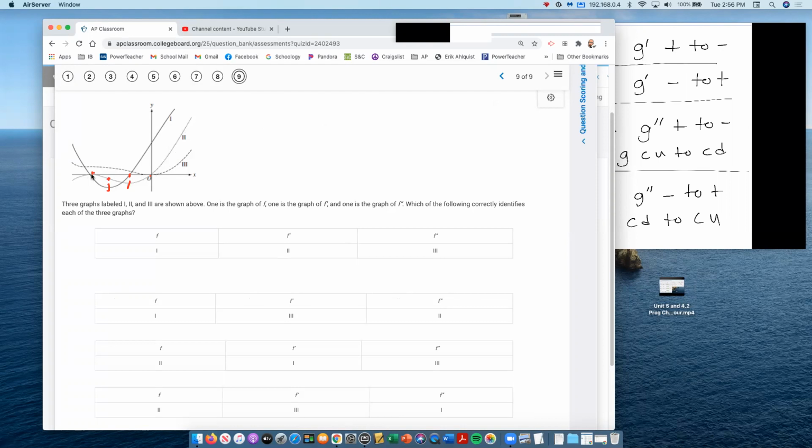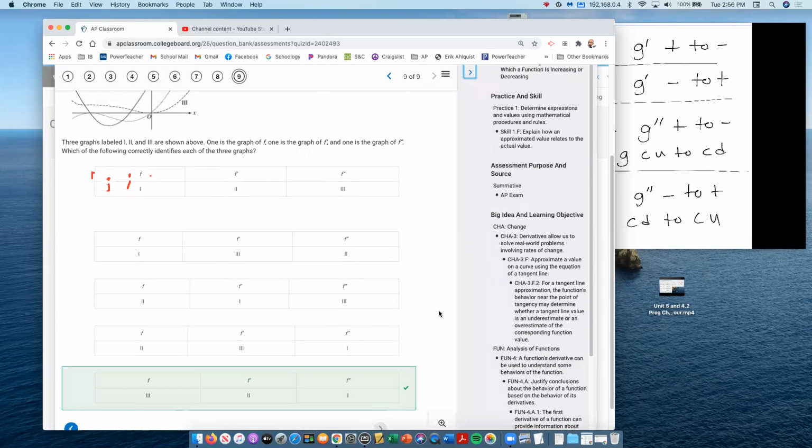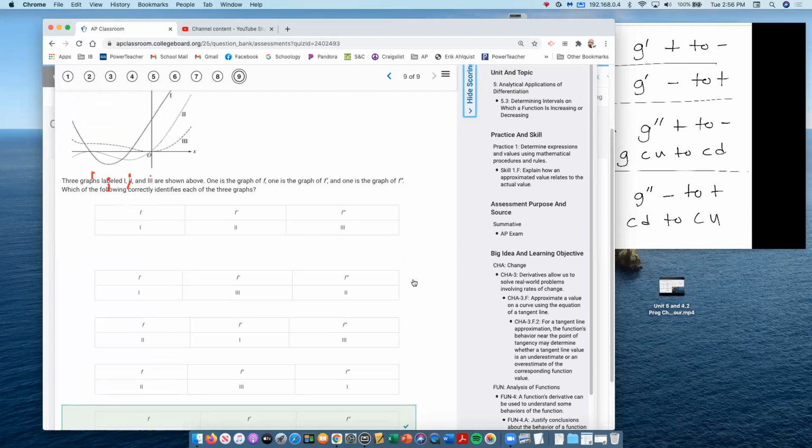So when I'm working through this, that's kind of the ideas that I'm going to go with. I'm going to show you the answer so you can see. So the third one is F, the second one is F prime, and the first one is F double prime.